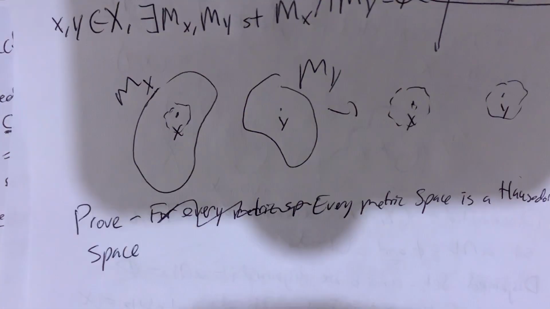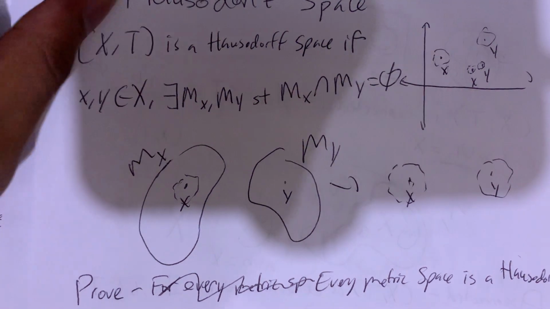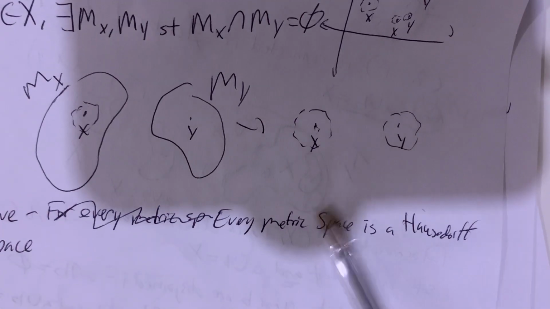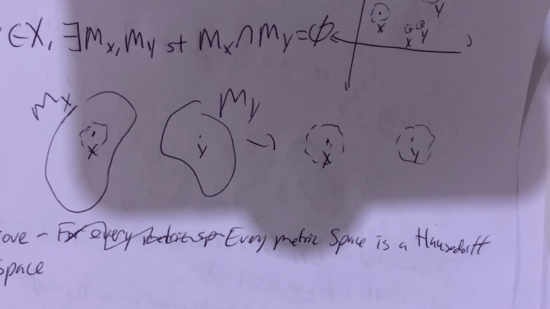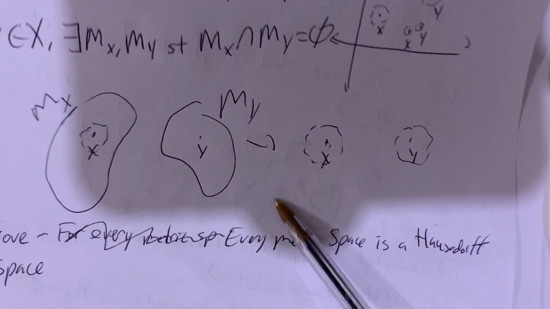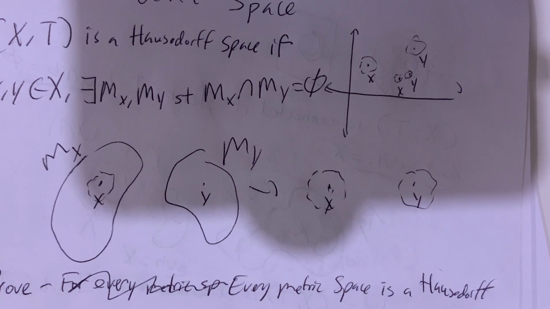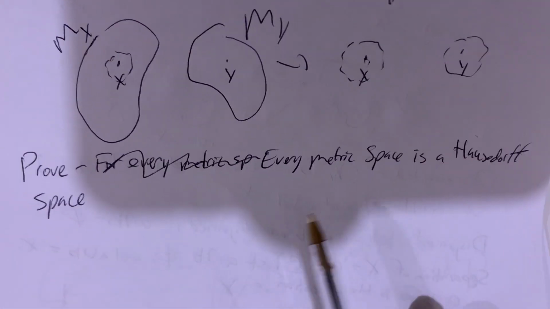First of all, let's try to break this down a bit. All we have to prove is that open balls around x and y, where x and y are in some metric space, are disjoint. That's all we have to do. So there exist some open balls around them that are disjoint. We can prove this by proof by contradiction. That's what we're going to use.